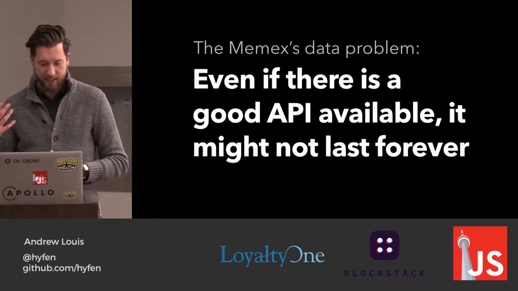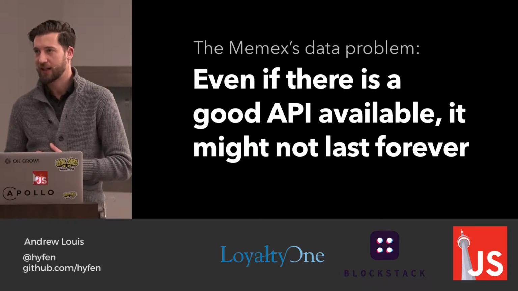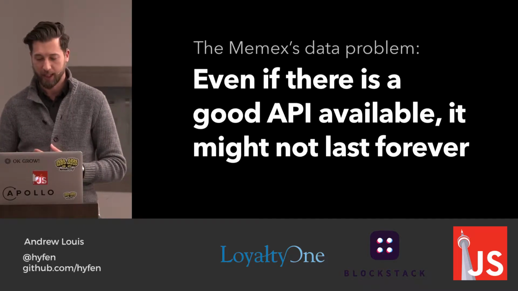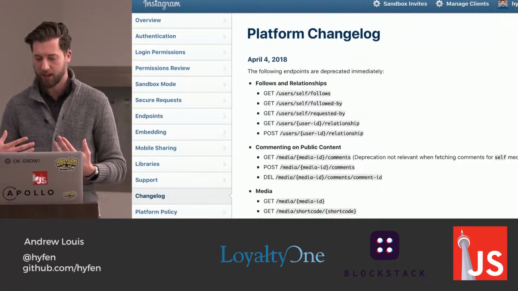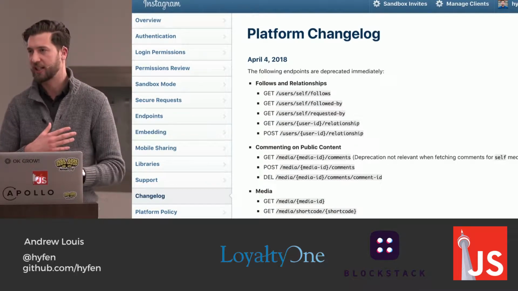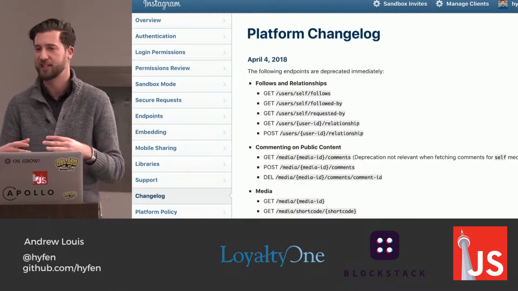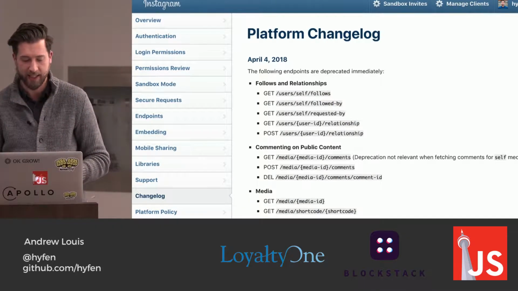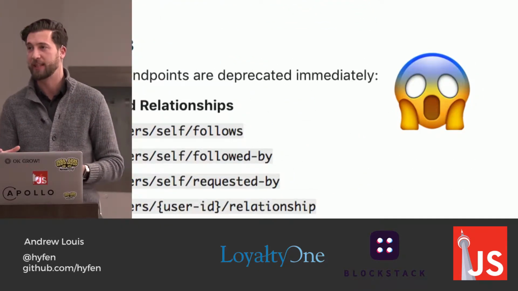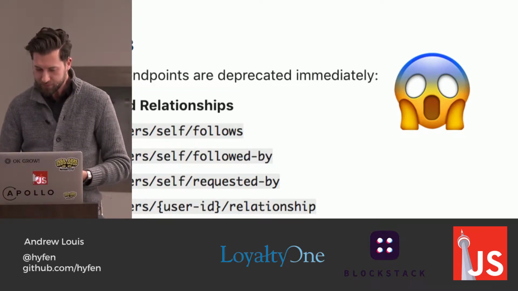So even if there is a good API available, it might not last forever, and this is something I've seen over the years I've been working on this project. Instagram, with almost no warning, just killed their API entirely. This was in the Cambridge Analytica scandal. They just freaked out and removed their API entirely. So you can see it was deprecated immediately, almost with no warning.